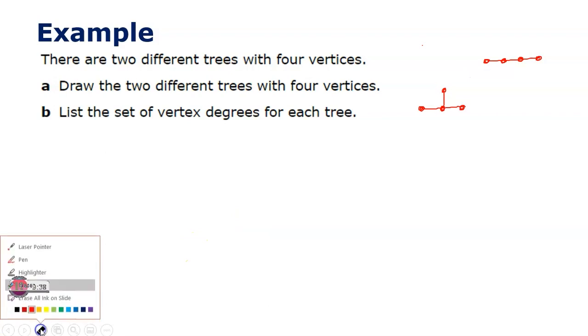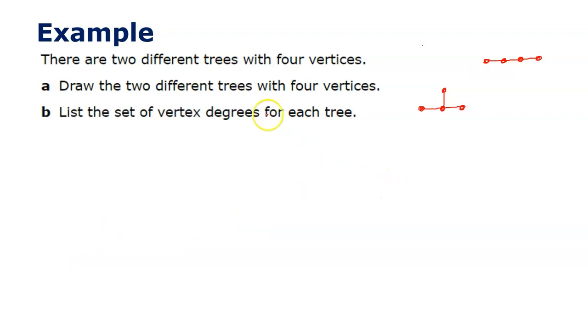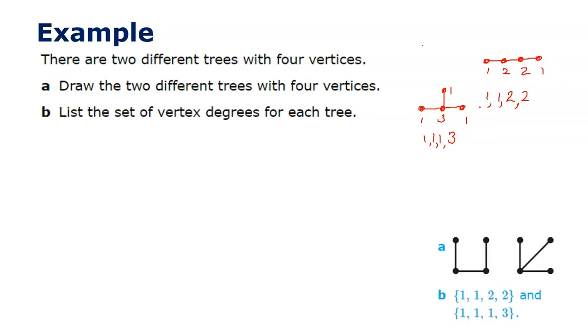Get my pen back. And so it says list the set of vertex degrees for each tree. Well, here I've got a 1, another 1, another 1, and a 3. So this is 1, 1, 1, 3. It doesn't matter how you list it, but you can see the logic of putting them in some kind of order. This is a 1, a 2, a 2 and a 1. And again, 1, 1, 2, 2. Does it really matter how they're listed? Probably not. Let's see what I've got. And in fact, that's almost identical to what I've just done.